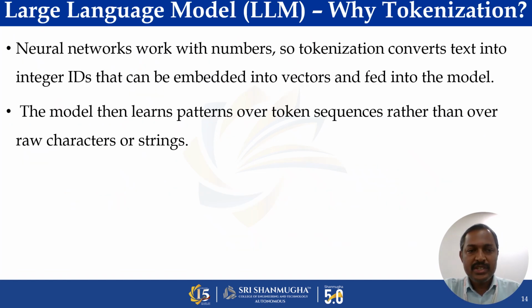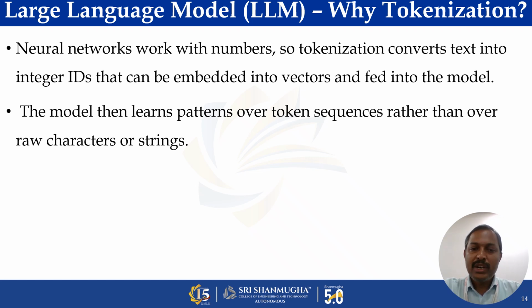So why is tokenization required? Neural networks work with numbers. Tokenization converts text into integer IDs that can be embedded into vectors and fed into the model. An LLM has stackable blocks based on neural networks, so if you give the input to the LLM's transformer block in the form of integers, it is easy for the model to perform the operations.